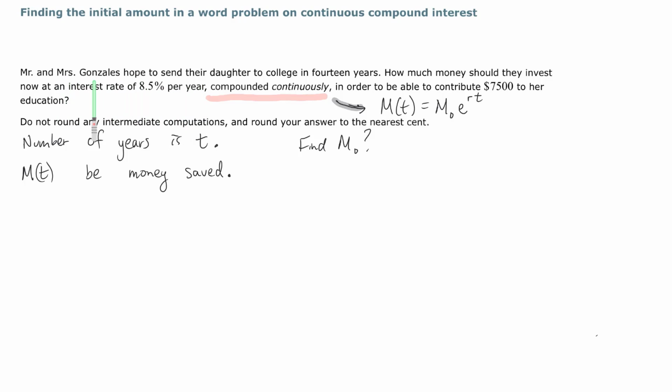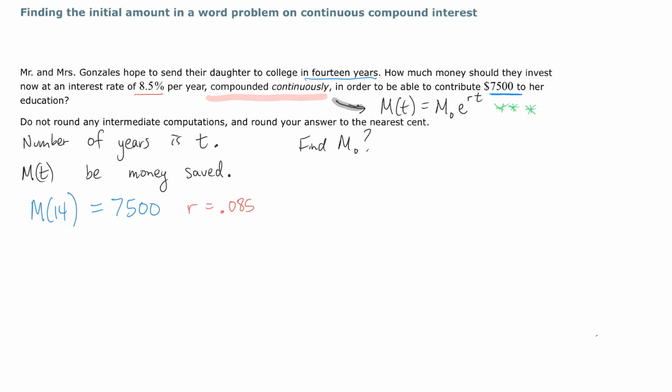Looking back at the problem, it says Mr. and Mrs. Gonzalez hope to send their daughter to college in 14 years. And in 14 years, we want 7,500 to be saved. What those two sentences mean is m of 14 is 7,500. We're going to take advantage of this. We're going to substitute it over here in triple star. Because we also know the rate, but we got to make sure we change the rate into a decimal, and we're in business.